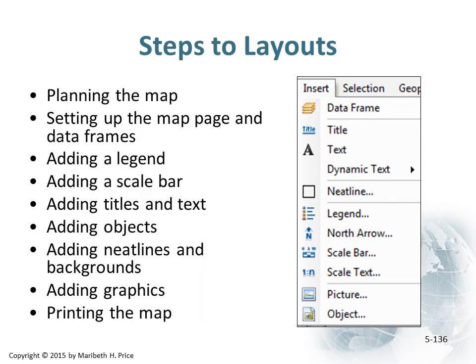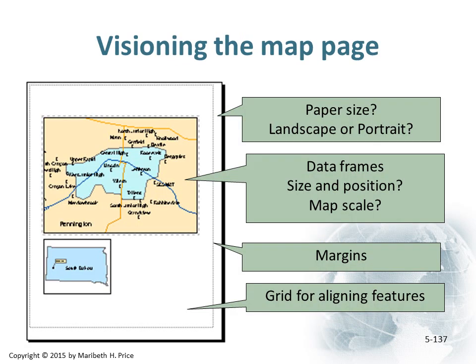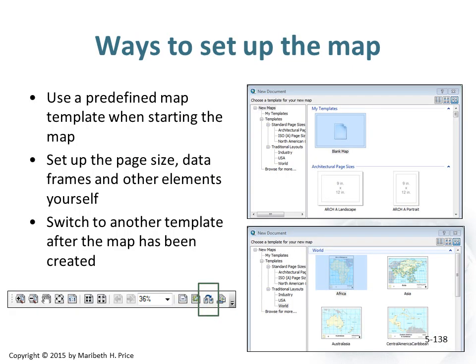Basic steps to layout: plan the map, setting up the map, adding the legend, the scale bar, the titles, the text, the objects, the neat lines, the graphics, and printing off your map. Visioning your map page: think about how things are going to go on there, what you're going to put in there, what grids or aligning features you need to make things work, how you want to position stuff, those kind of things. Once you figure it out, you can pretty much roll with it.